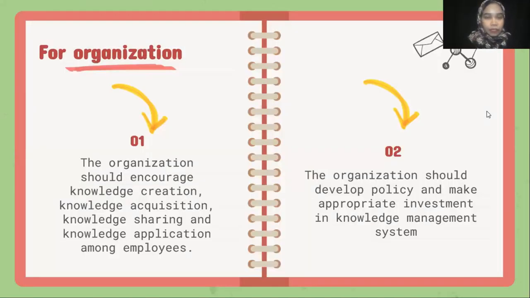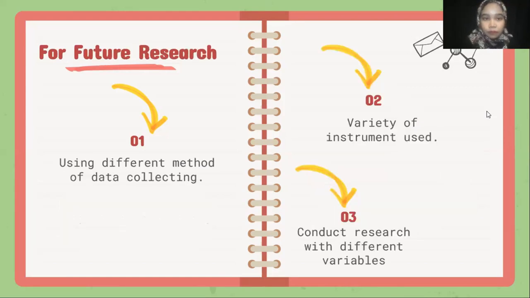Moving on to the recommendations for organizations. The first one is that the organization should encourage knowledge creation, knowledge acquisition, knowledge sharing, and knowledge application among employees to increase productivity in the organization towards green innovation. Second, the organization should develop policy and make appropriate investment in knowledge management systems.